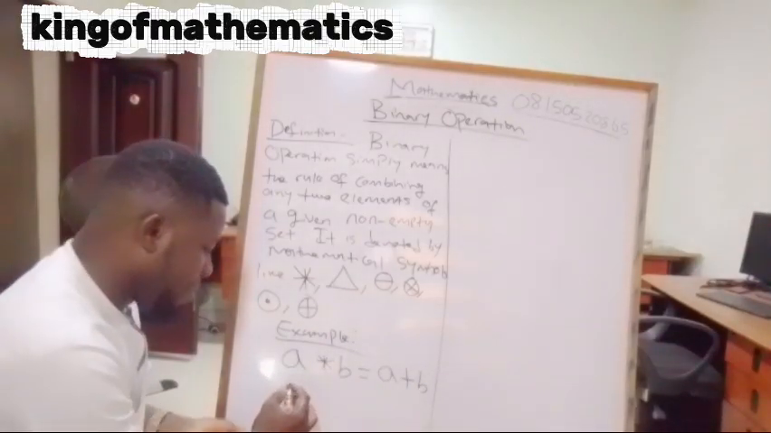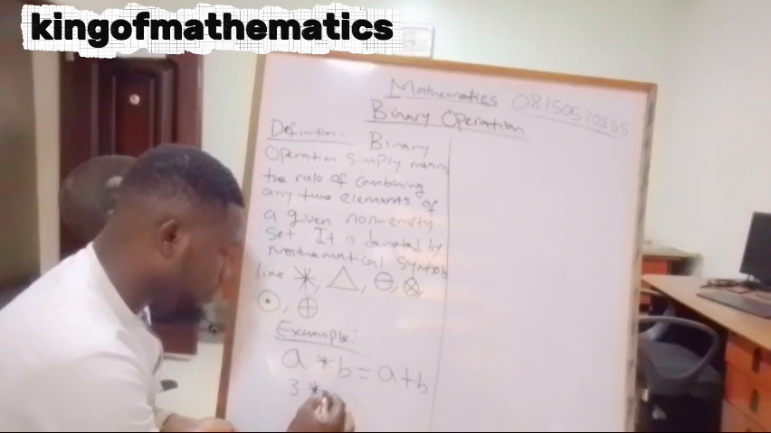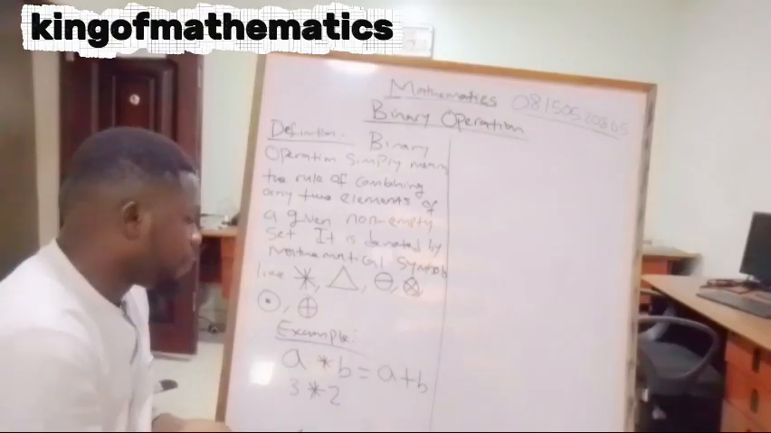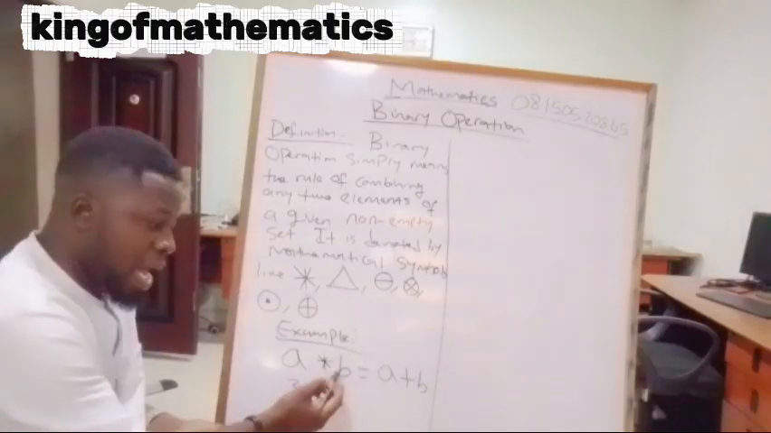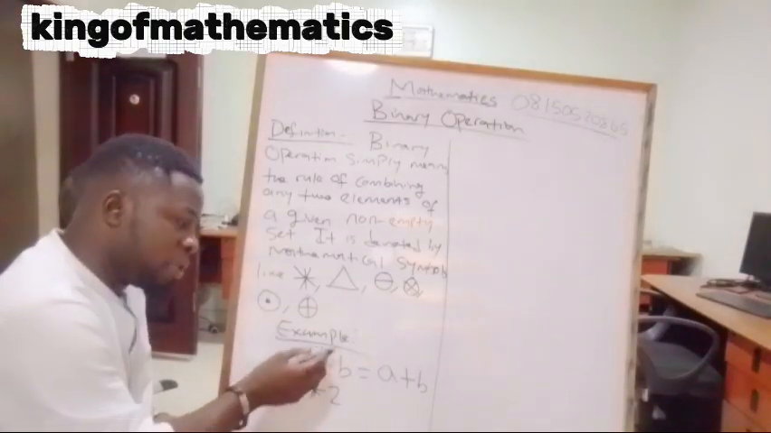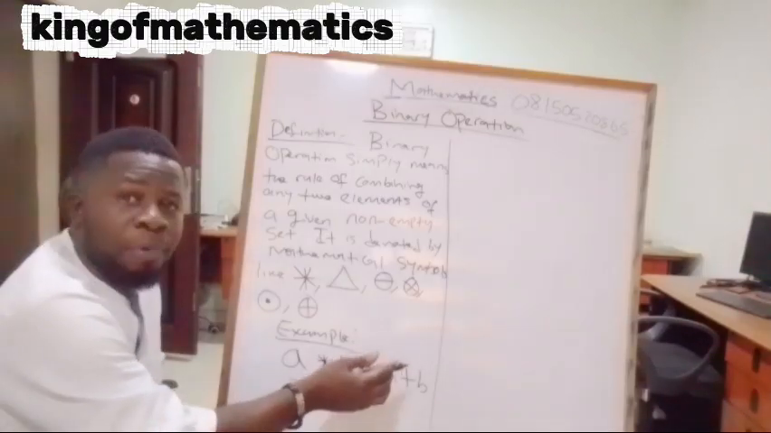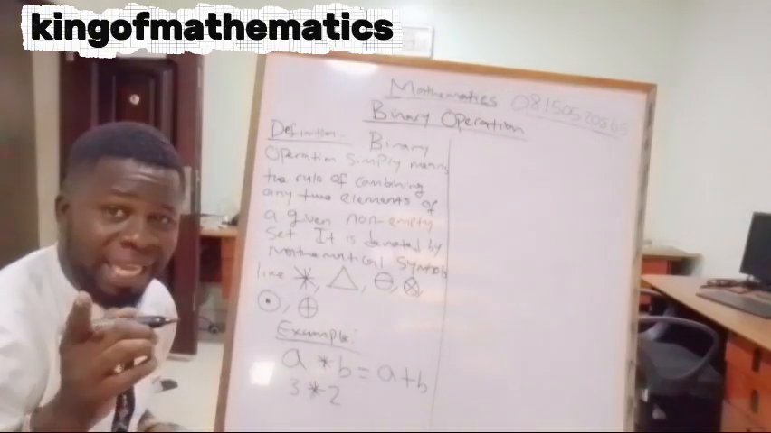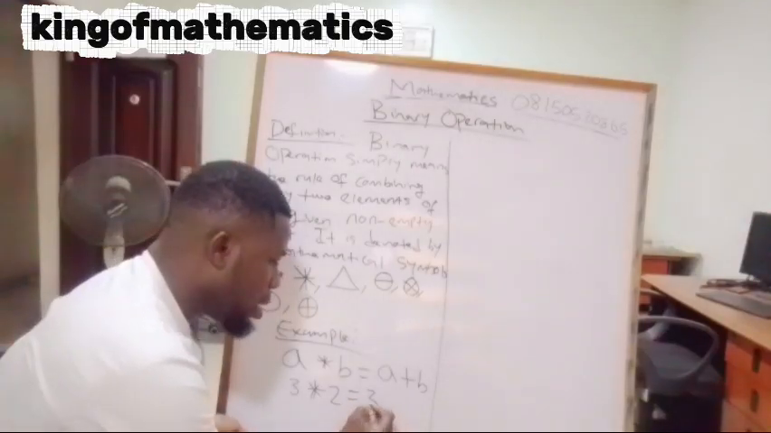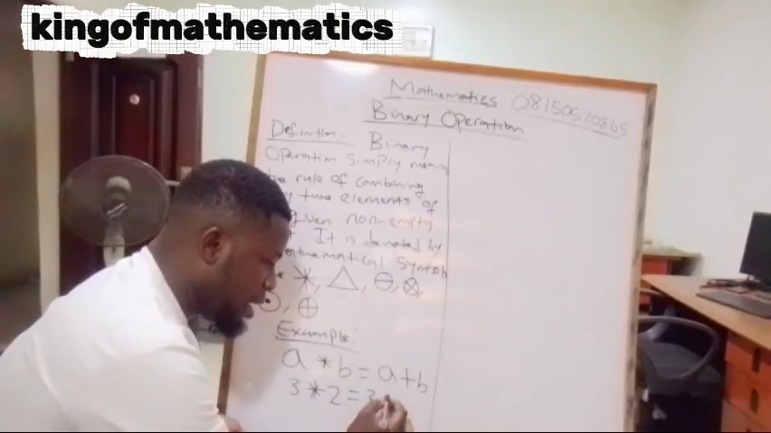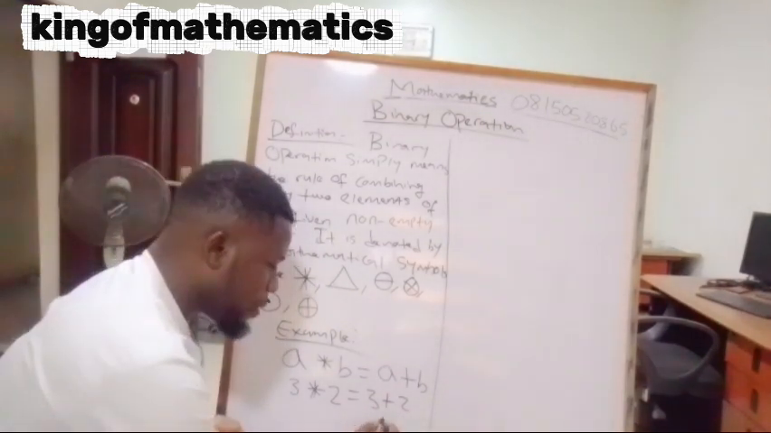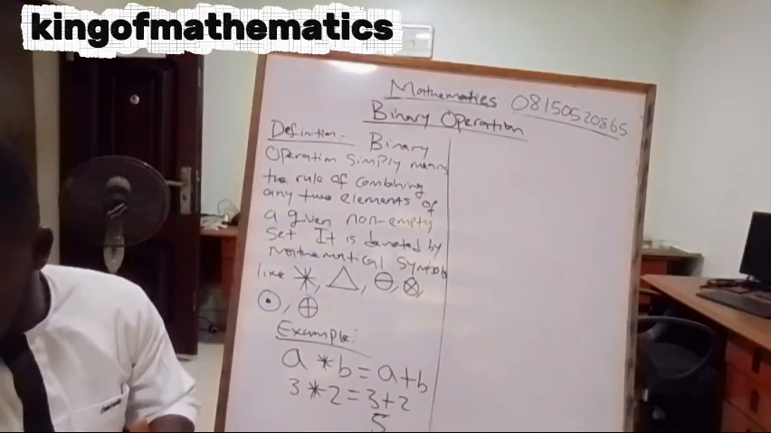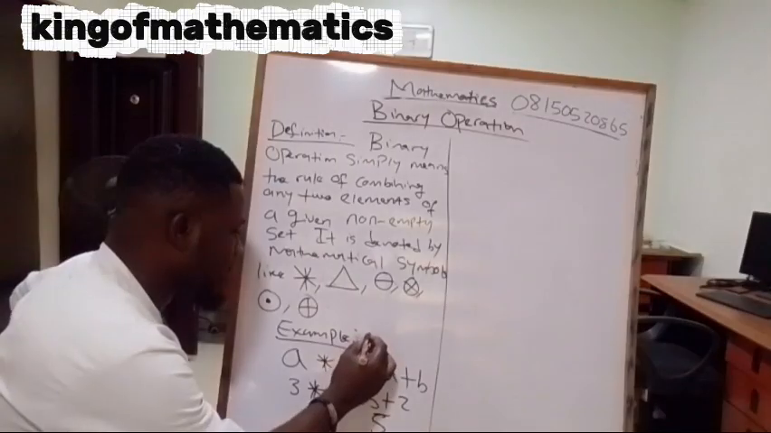Let's say I'm giving you 3 operation 2, and they ask me to find the solution. How will you find your solution from this? They will have given you this operation, and you should follow it. Anytime you see a operation b, the answer is always a plus b. So likewise, I have 3 operation 2, which means a is 3 and b is 2. That will now be 3 plus 2, which will give us 5. So that will be the final result. Let me call this one example 1.